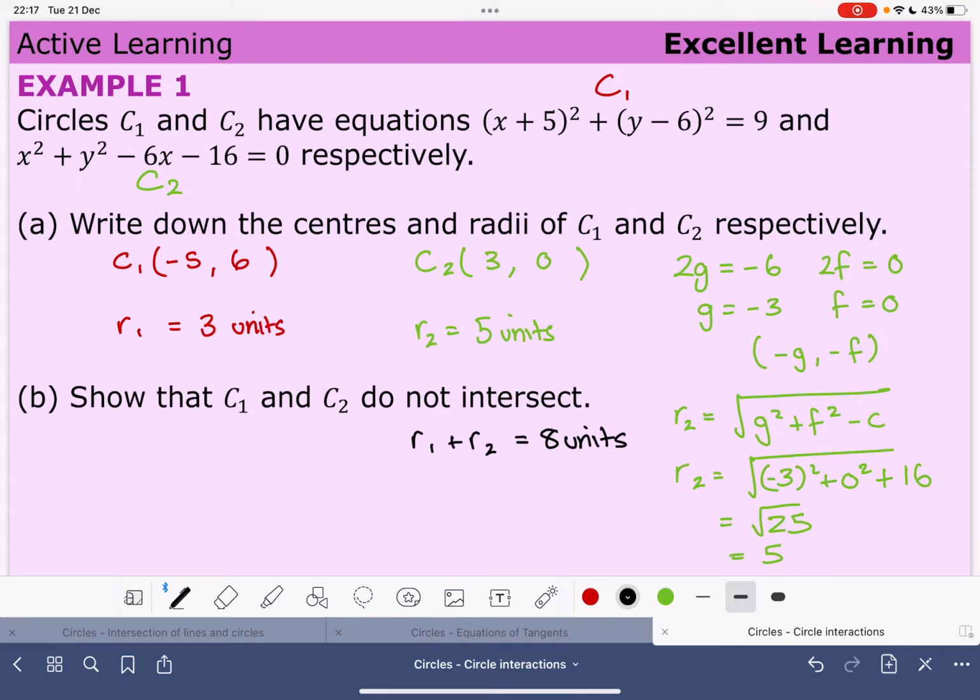And then the other thing we need to know is the distance between the centres. So we've got the two centres here and here, and I'm going to find the distance between them. Now remember, we've been doing this as just a bit of Pythagoras. So I'm just going to plot these 2 points.